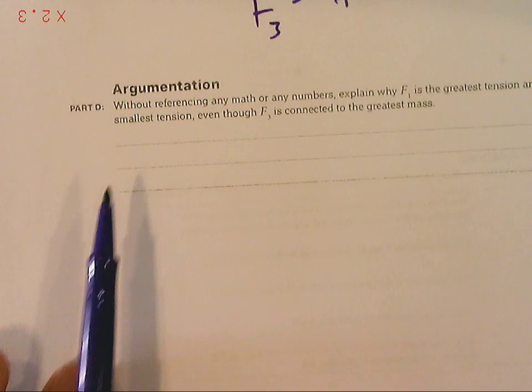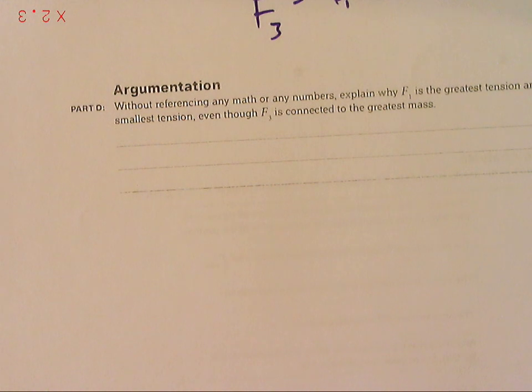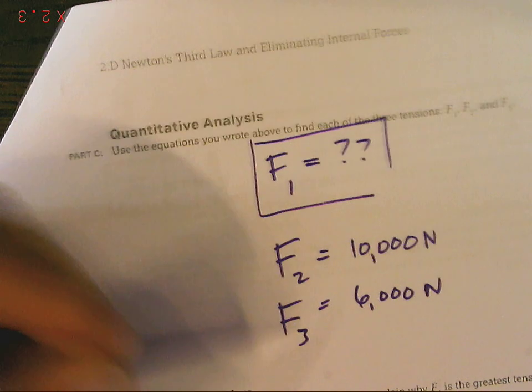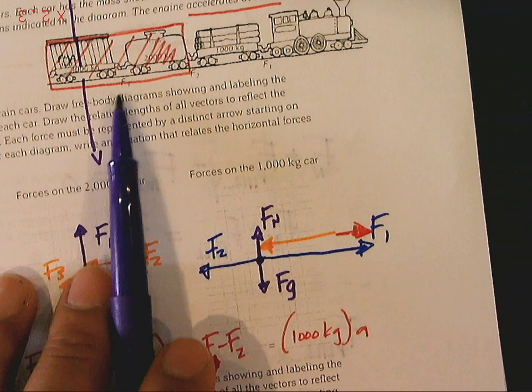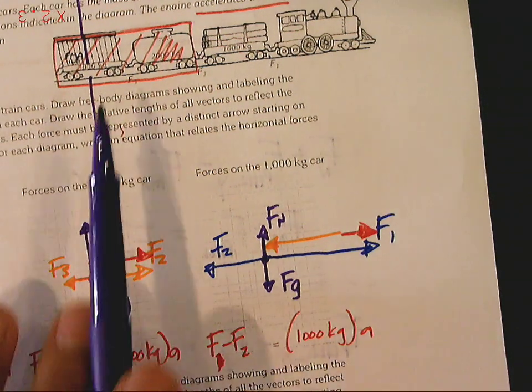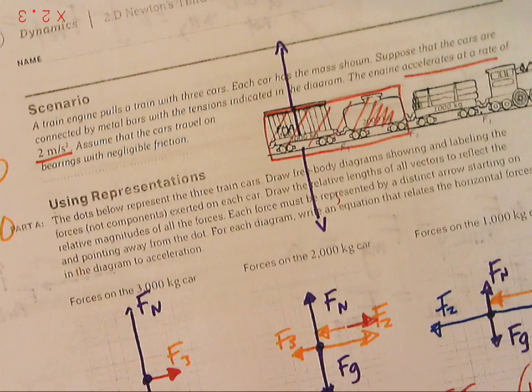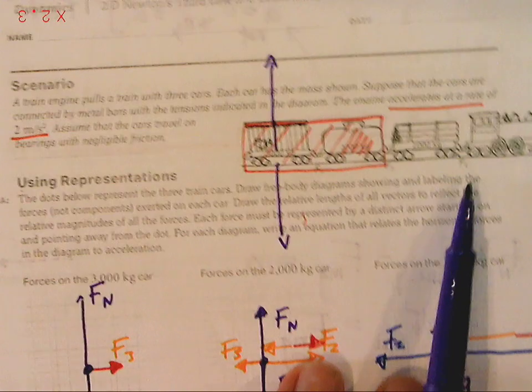And in part D, without referencing any math or numbers, explain why F1 is the greatest tension and F3 is the smallest tension, even though F3 is connected to the greatest mass. So, why is F1 obviously going to be greater than these two, and F3 is only going to feel, how much is it going to feel? It's going to feel the lowest at 6,000. Why is that, even though it's connected to the greatest mass? The mass of the car is 3,000. Why does F1 feel the greatest?